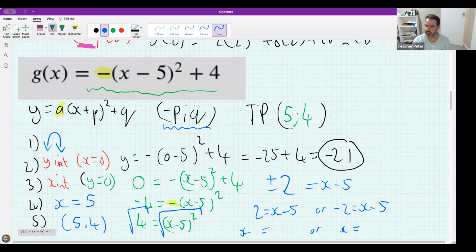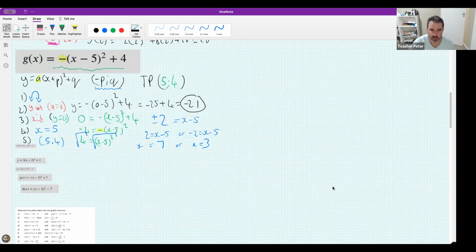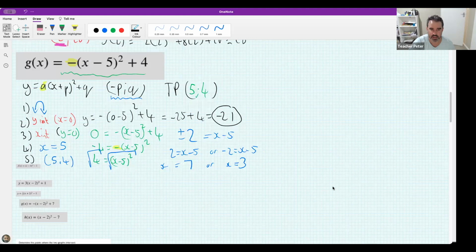So if I bring the 5 across, I should get x is 7. And if I bring this across, I get plus 5 with minus 2, I get 3. So my x-intercepts that I get are going to be 7 and 3.